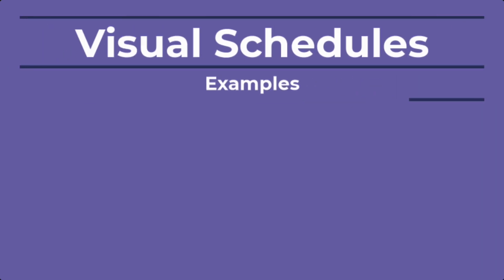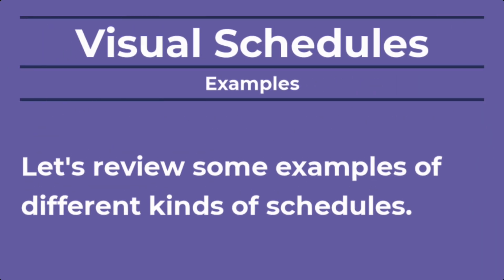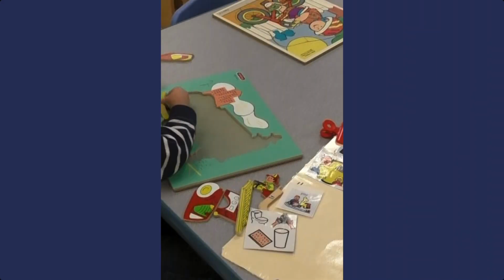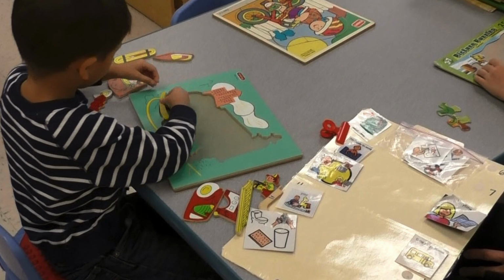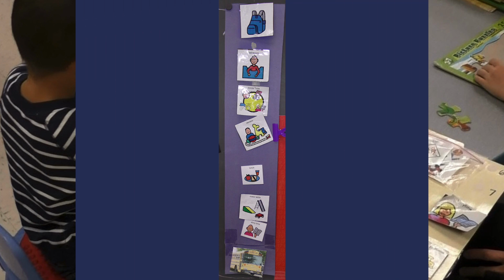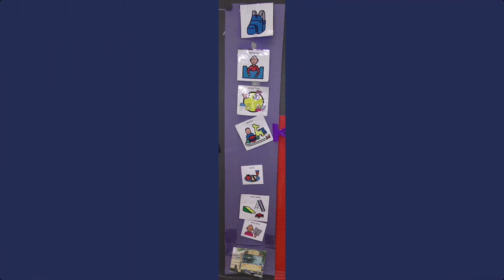Now that you know more about the importance of schedules and the different options available, let's review some examples of different kinds of schedules. In this first photo, you will notice an individual schedule. Notice how it is placed next to the child during the activity. In this next photo, you will see a group schedule. Notice that it uses icons, times, and words.